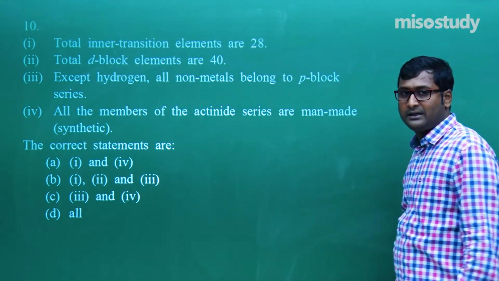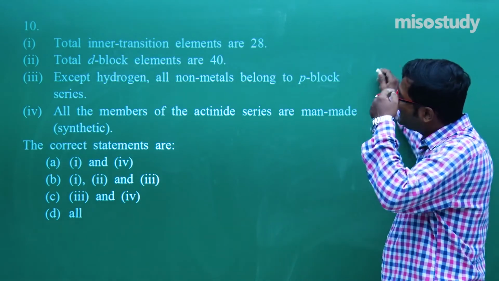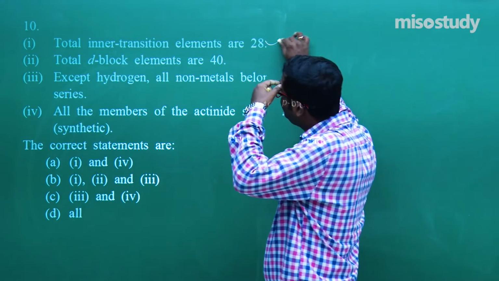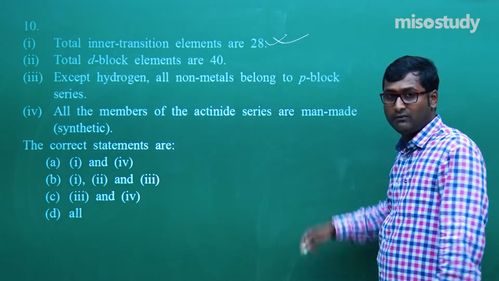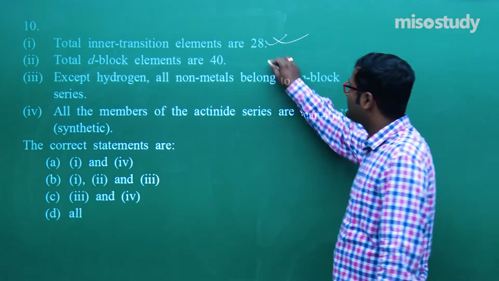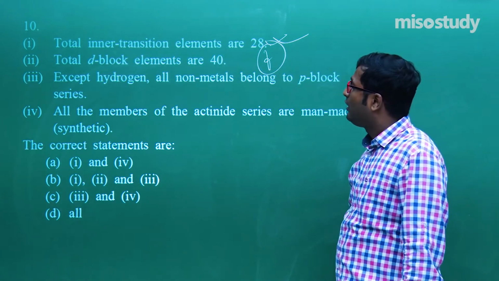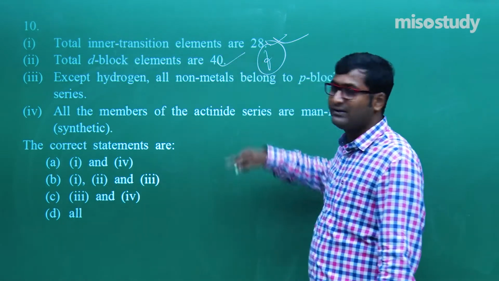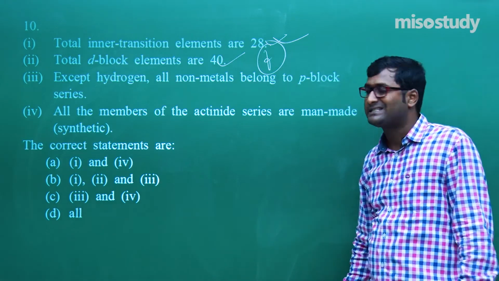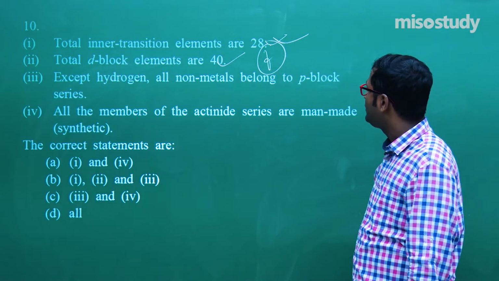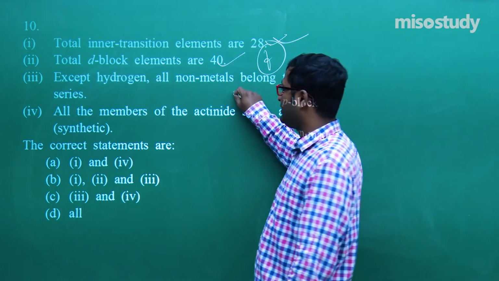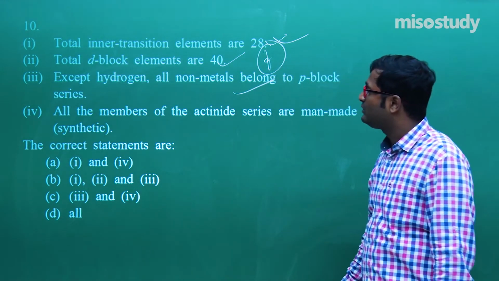Question number 10. Read the question carefully. The total inner transition elements are 28. Yes, 14 plus 14, 28. Inner transition, that is the F block elements, lanthanides and actinides, and total D block elements are 40, definitely 3D, 4D, 5D and 6D. Except hydrogen, all non-metals belong to P block, that is definitely correct. That is, 1, 2 and 3 are correct.